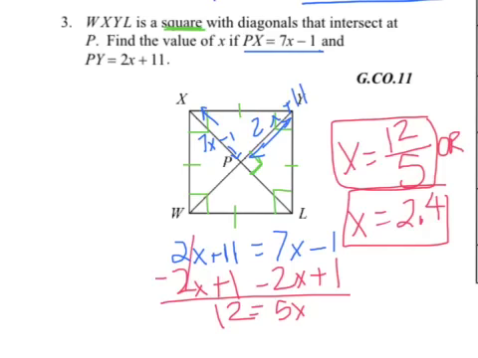So I just wanted to double check one more time. The question was to find the value of x. So we set those equal, and when I did, I got either this fraction, 12 divided by 5, or 2.4 as a decimal. Either answer is acceptable.